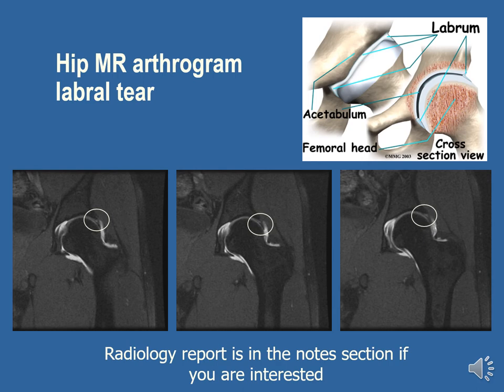However, if their symptoms are more extra-articular, even after we give them that injection into the hip, we won't see an improvement in their symptoms. And this shows you a labral tear on three consecutive scans of the same MR arthrogram, separated by maybe 2 or 3 millimeters apart, which speaks to the fact that the labral tear in this individual is rather extensive.